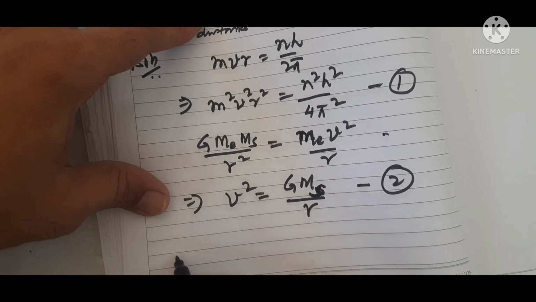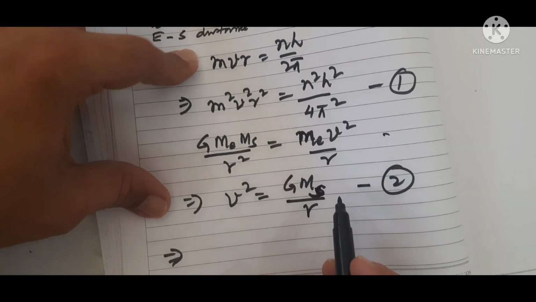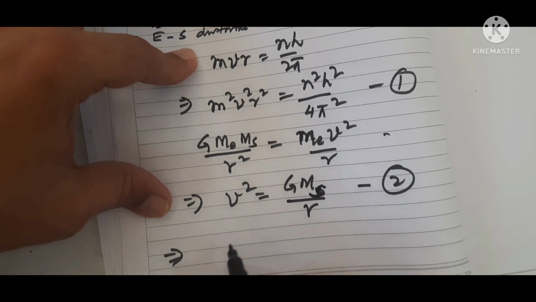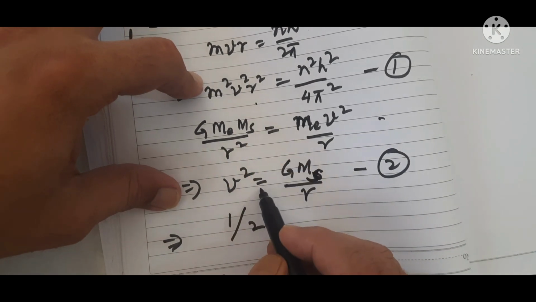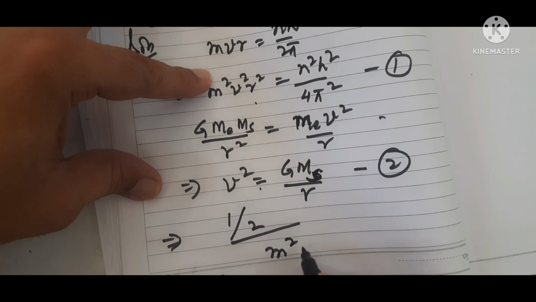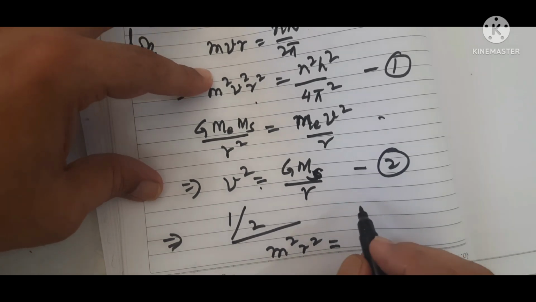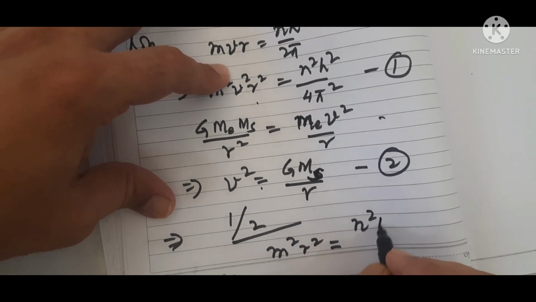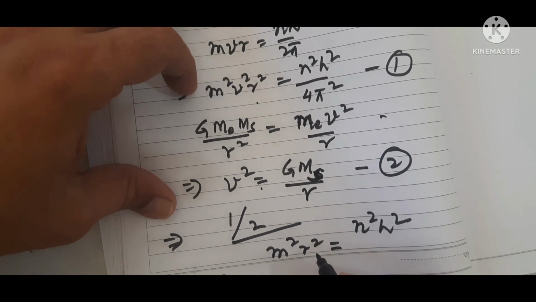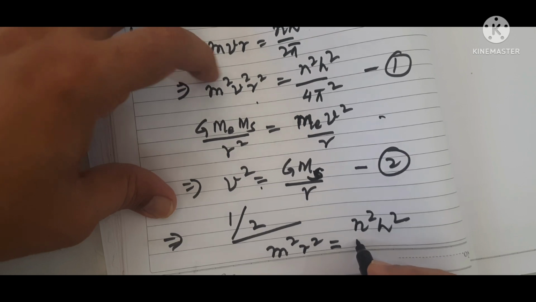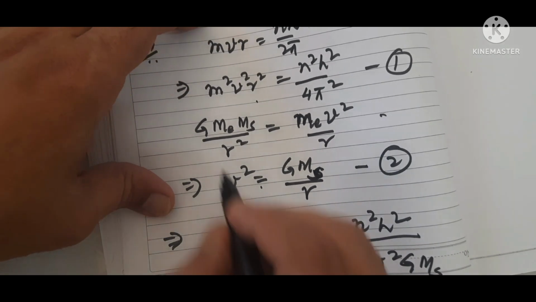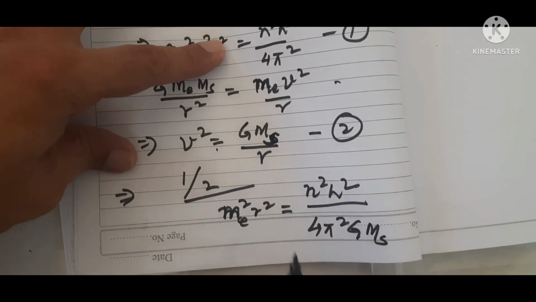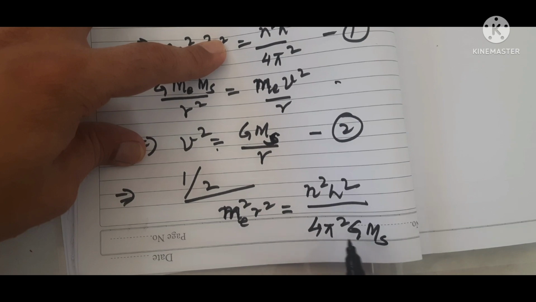Now equating these two equations 1 and 2, ये दोनों को इक्वेट करते हैं, और इक्वेट करने से नहीं होगा, हम क्या करते हैं, डिवाइड करते हैं, इक्वेशन 1 by 2 करते हैं. तो क्या हो जाएगा यहाँ पर, दिस बाई दिस, तो v स्क्वायर कैंसिल हो जाएगा, क्या बचेगा, m स्क्वायर r स्क्वायर इज इक्वल टू, यहाँ आ जाएगा n स्क्वायर h स्क्वायर, यहाँ डिवाइड किए, ठीक, n स्क्वायर h स्क्वायर बाई 4 pi स्क्वायर G M_s, ये m_e हो जाएगा, मास ऑफ द अर्थ. कितना आया, n स्क्वायर h स्क्वायर बाई दिस 4 pi स्क्वायर G M_s.